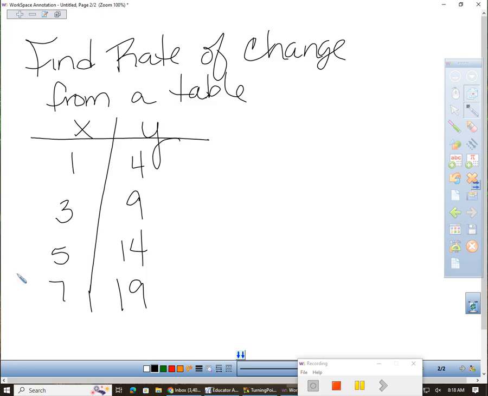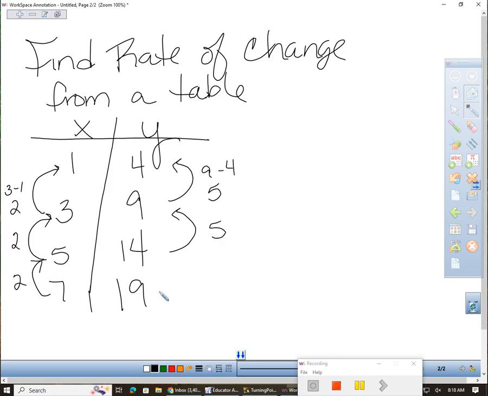the y over x. So we're going to start on the x side and go 3 minus 1 is 2. 5 minus 3 is 2. And 7 minus 5 is 2. Then we go to our y's. Same thing we've been doing forever. 9 minus 4 is 5. 14 minus 9 is 5. 19 minus 14 is 5. So to find your rate of change, you take your y, which is 5, over your x, which is 2. That's it.